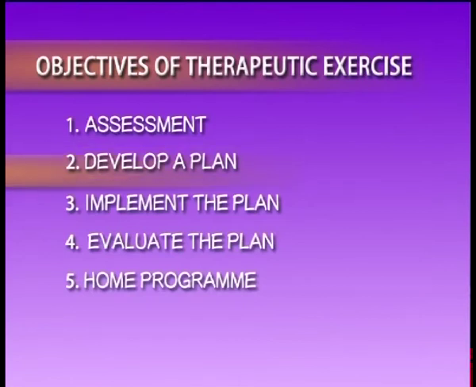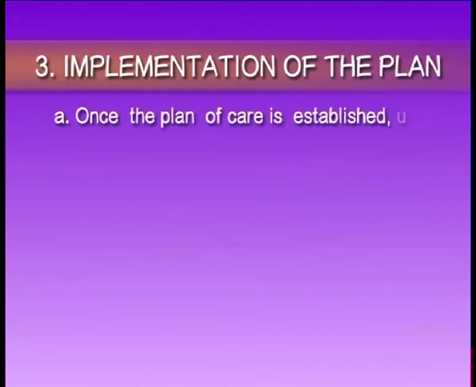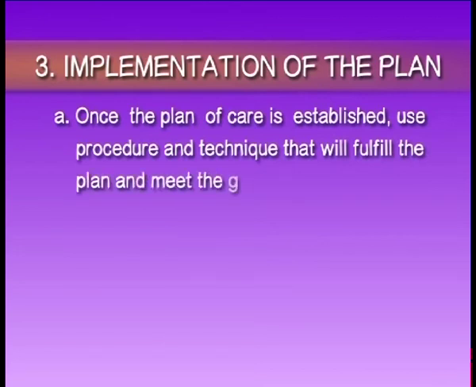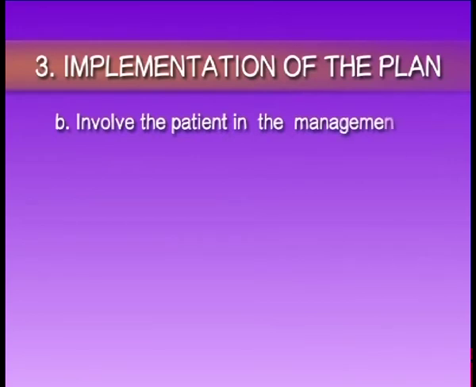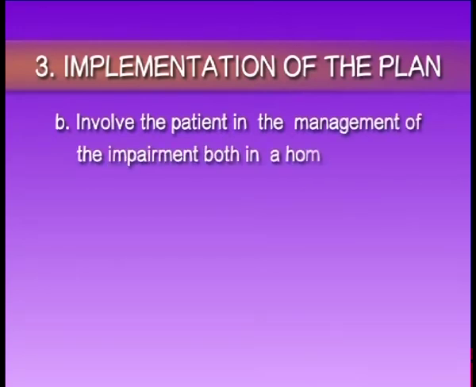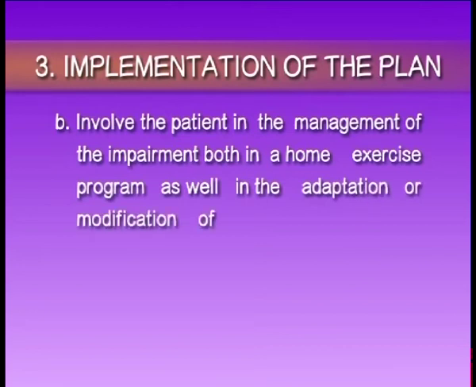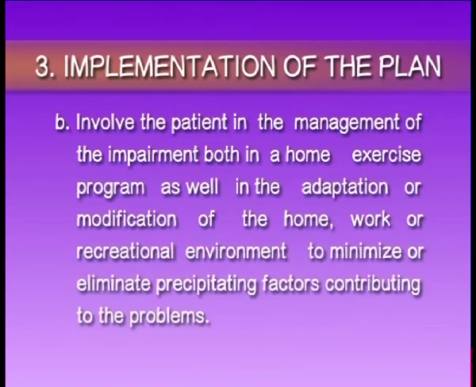And the next objective is implementation of the plan. Once the plan of care is established, use procedures and techniques that will fulfill the plan and meet the goal. Involve the patient in the management of the impairment, both in a home exercise program as well as in the adaptation or modification of the home, work or recreational environment to minimize or eliminate precipitating factors contributing to the problem.